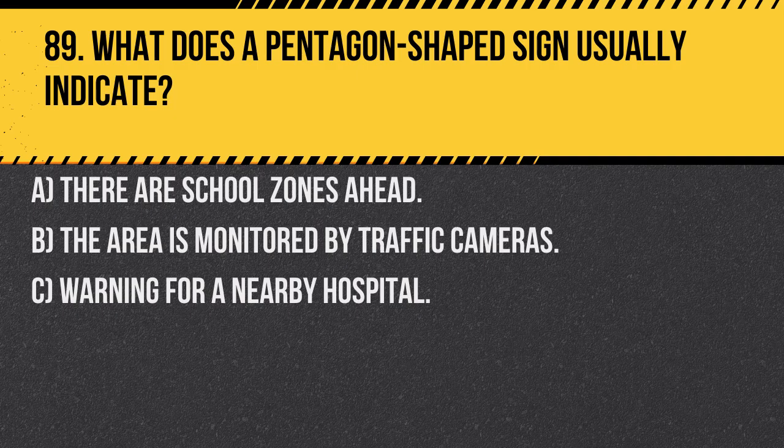A. There are school zones ahead. B. The area is monitored by traffic cameras. C. Warning for a nearby hospital. Answer: A. There are school zones ahead. Pentagon-shaped signs are used to alert drivers to nearby school zones, indicating that they should drive with extra caution.